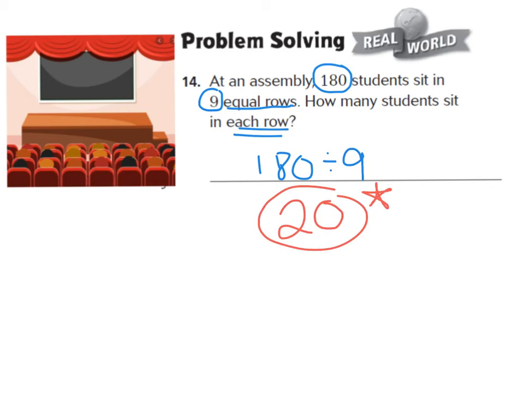All right, did you get the answer 20 like I did? I hope so. We know that 18 divided by 9 is 2, and then we had to add in our extra 0 here to our quotient.